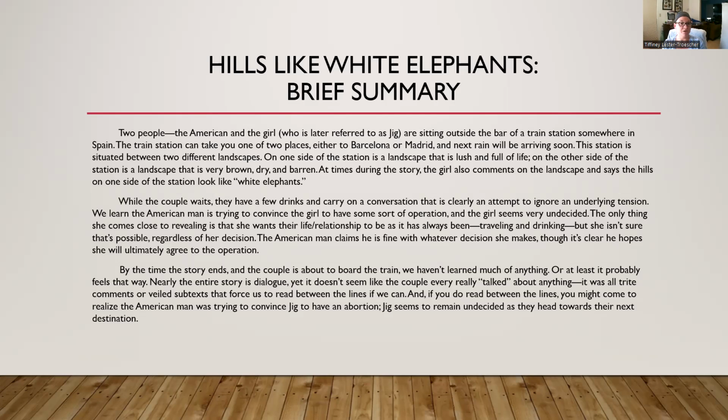The station is situated between two different landscapes, right? On one side of the station is a landscape that is very lush and full of life. There's trees and water and it's green. But on the other side of the station is a landscape that is very brown and dry and barren. And at times during the story, the girl also comments on the landscape and says that the hills on one side of the station look like white elephants. That's where the title comes from, Hills Like White Elephants.